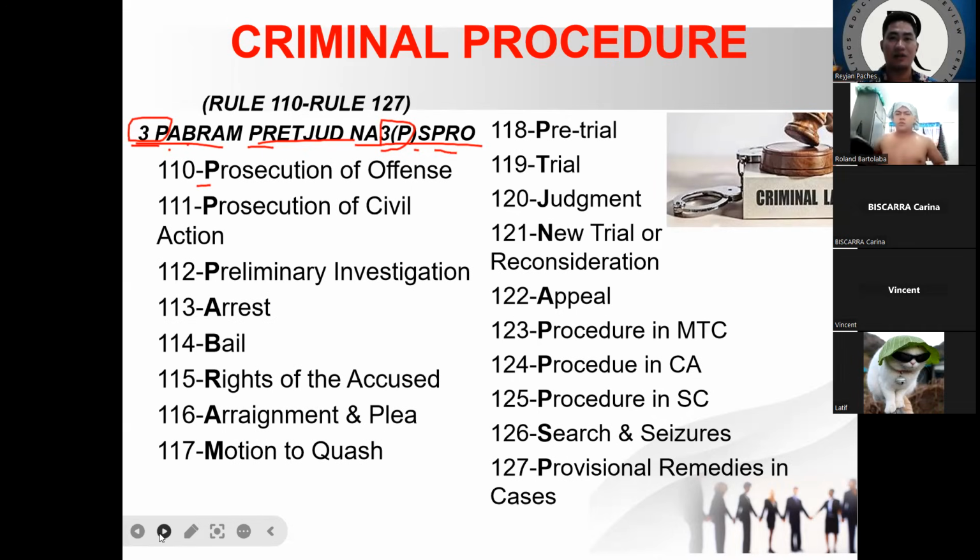Ang tandaan nyo lang dyan na acronym na ginagamit natin para hindi nyo makalimutan, yung 3 PABRAM, PRETSUD, NAPS Pro. Again, we have the 3 PABRAM, PRETSUD, NAPS Pro, Rule 110. Yung tatlong P muna class ha. Yung tatlong P, ang pagkakasunod yan, prosecution of offense, prosecution of civil action, and then yung another P, that is PI or preliminary investigation.